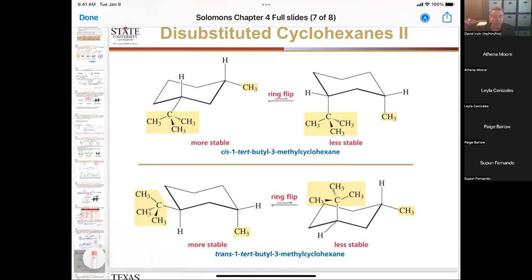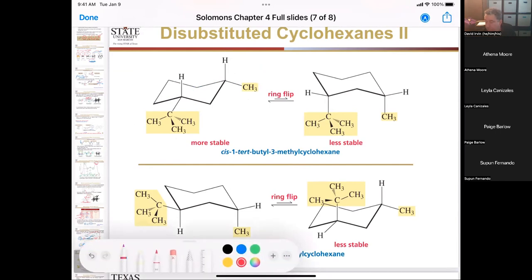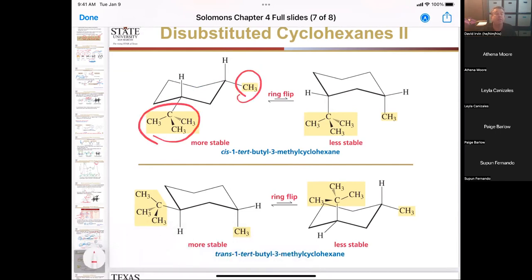Okay, but in the case of our cis isomer, both the methyl group and our T-butyl group are in the equatorial position in this chair 1. And notice they have two hydrogens in our axial position. Now, if we were to flip those hydrogens to be in the equatorial position, both the T-butyl group and the methyl group are now in the axial positions, and these are now in our equatorial positions.